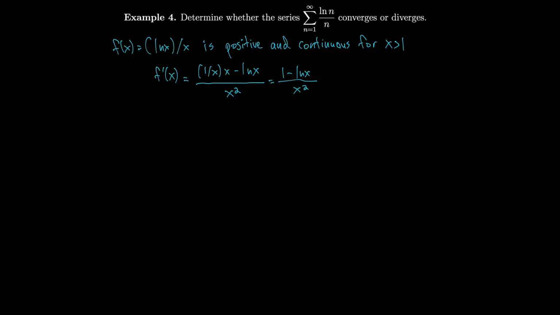So that means that the denominator will always be positive, so we only have danger when this thing is bigger than 1. So that means that our derivative will be negative when ln x is greater than 1, which is when x is greater than e. Just take both sides and raise them to e. So that means that f is decreasing when x is greater than e.